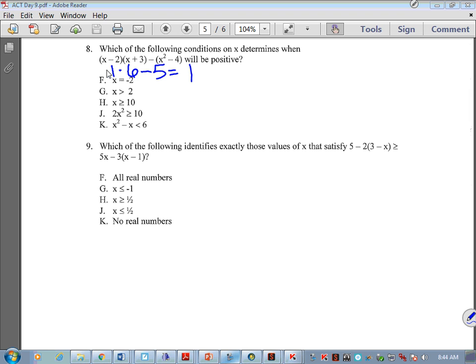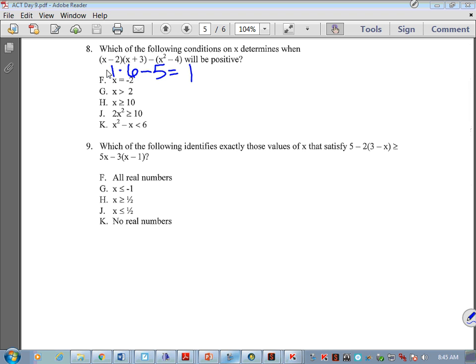So far what we can see is that when it is greater than 2, look at H. It says when x is greater than or equal to 10. Well, I know that that's not going to be the answer because it constrains anything below it. We already know that 3 works. So would I go with H? No, I wouldn't go with H. J says whenever 2x squared is greater than 10, we could divide that, and we'd end up with when x squared is greater than or equal to 5, right? And so then we'd be getting the square root of 5, right?